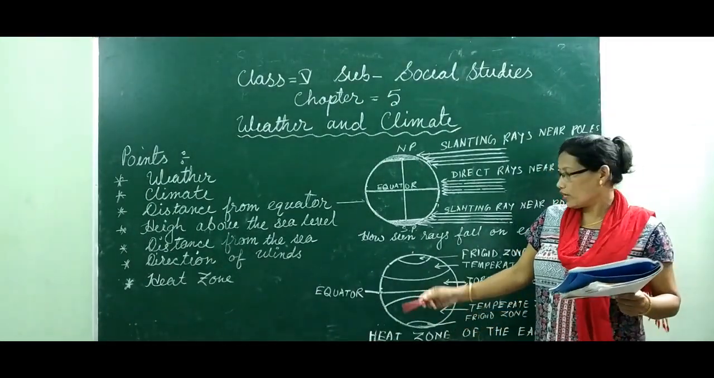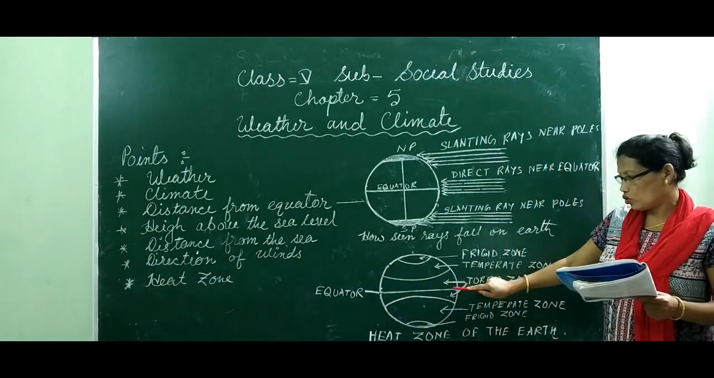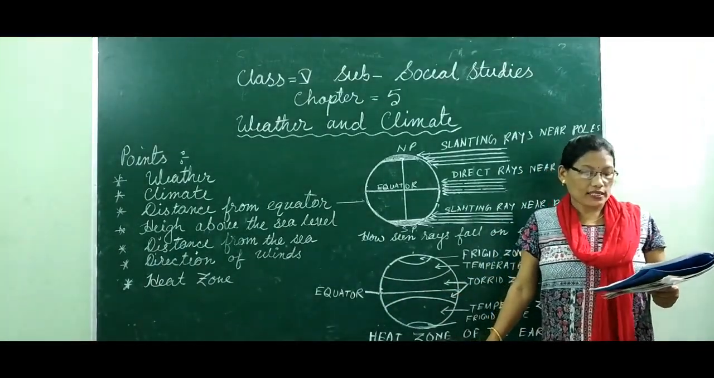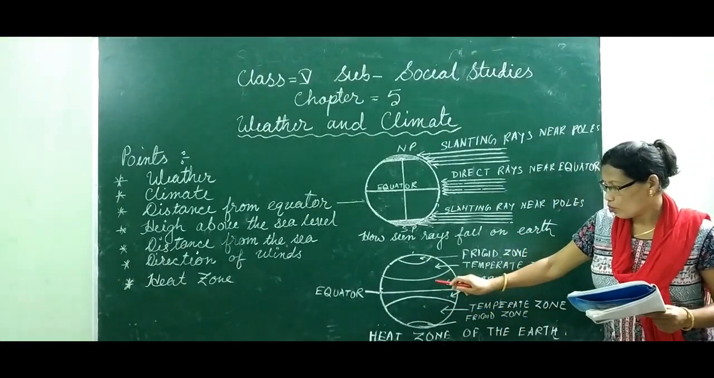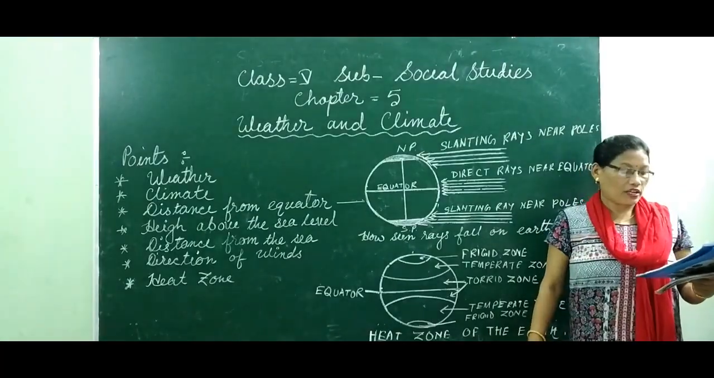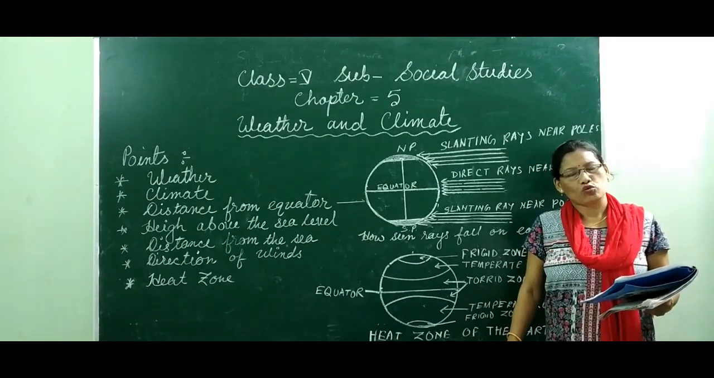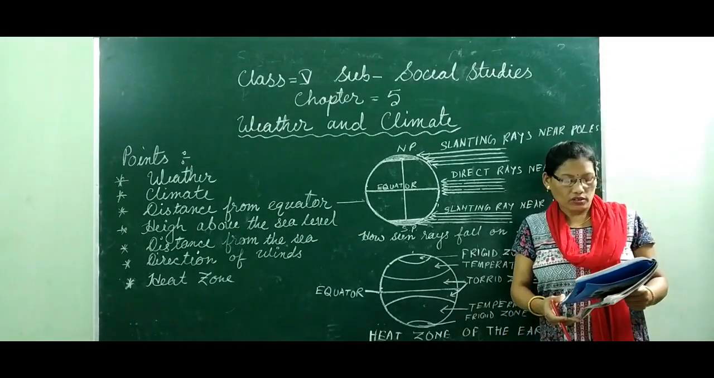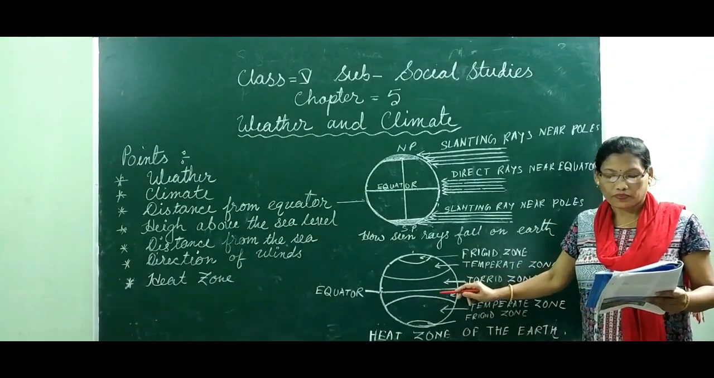Let us discuss the torrid zone first. The torrid zone is a tropical zone, lying on both sides of the equator, between the Tropic of Cancer and Tropic of Capricorn. The climate is hot and humid throughout the year because the direct rays of the sun fall over it.